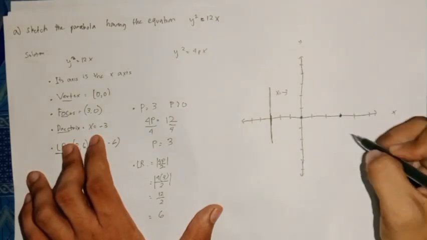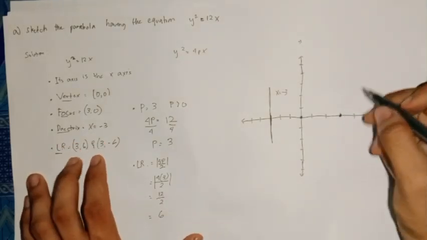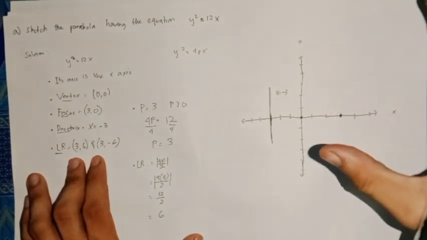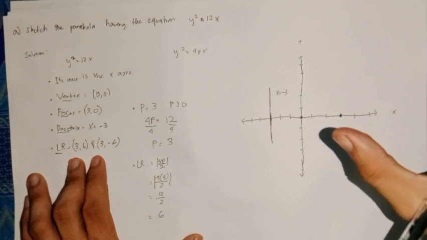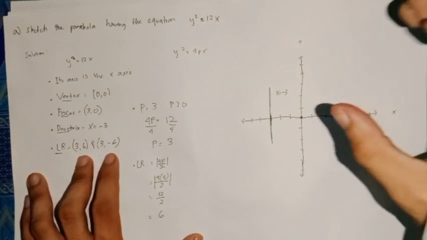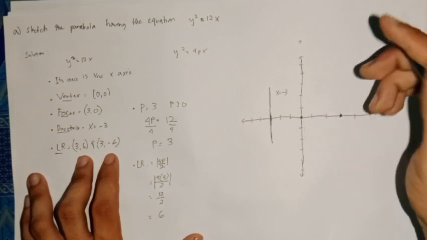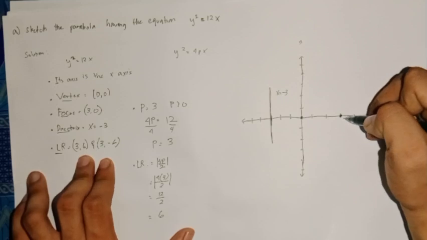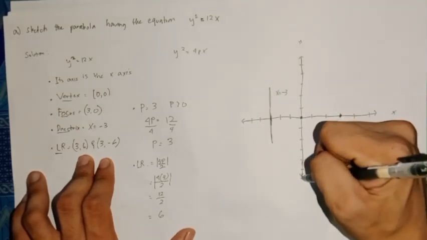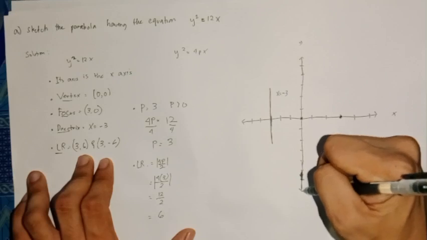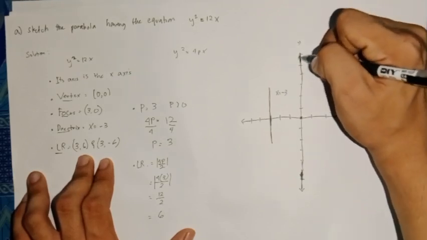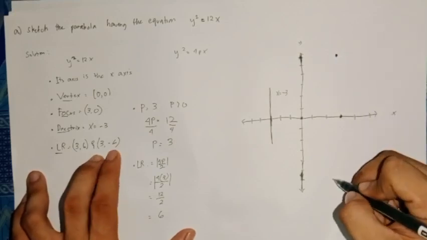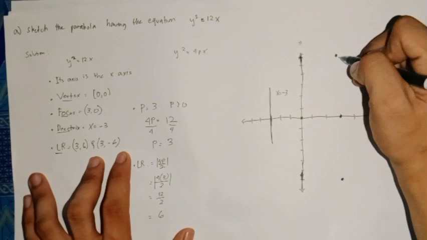Next, we have the latus rectum. The latus rectum determines how wide the parabola is. So therefore, the latus rectum is 3, 6. So where is x equal to 3 and 6? Let's add another one. Let's add here 3, 6. Therefore, 3, 6 is here, and 3, negative 6 is here. This is now the latus rectum.